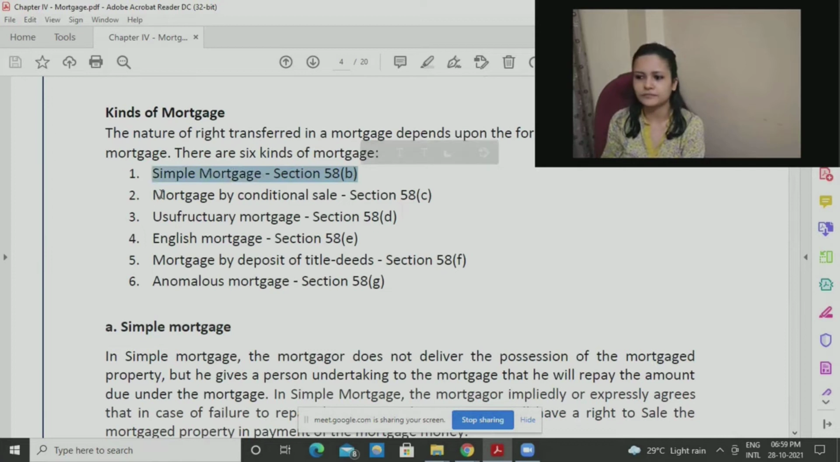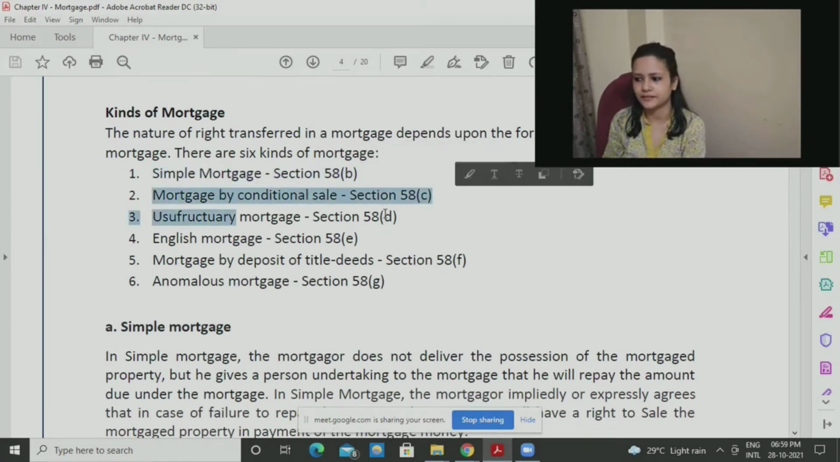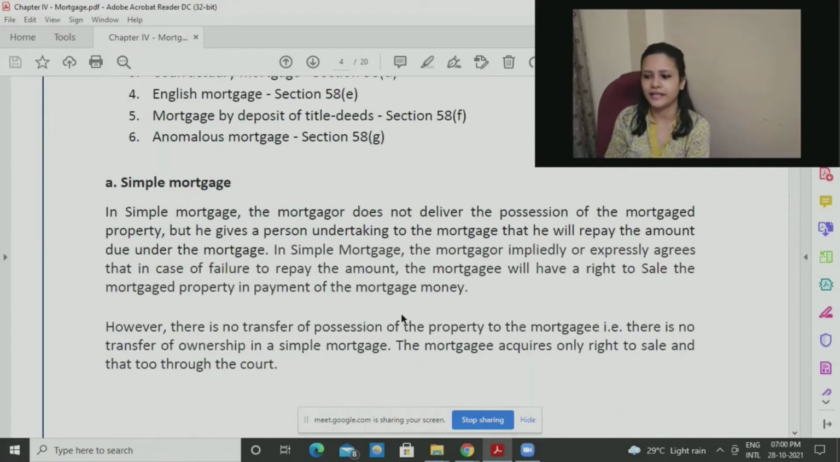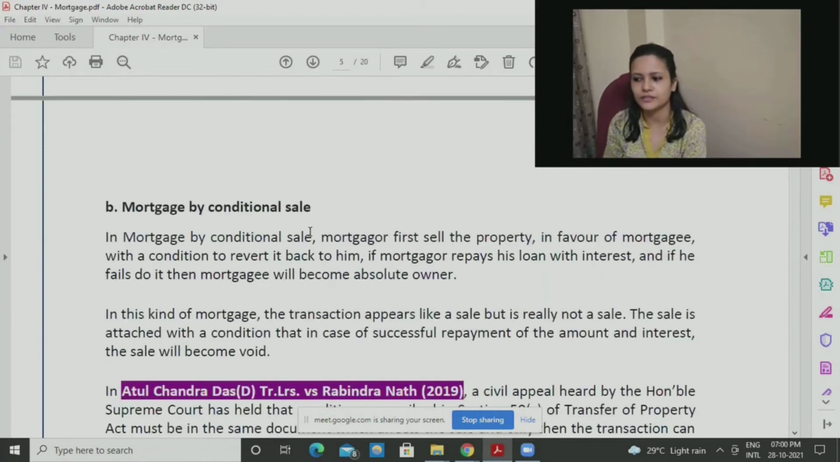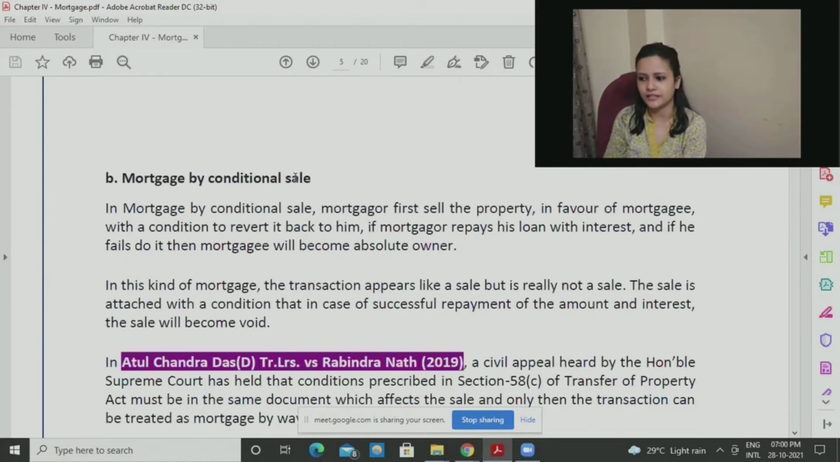Second one is mortgage by conditional sale. That is given under section 58C. Now, when we see this phrase, mortgage by conditional sale, that means a sale is there. There is a sale transaction taking place here. But what kind of sale is it? It is a conditional sale. There will be one condition imposed on the sale.